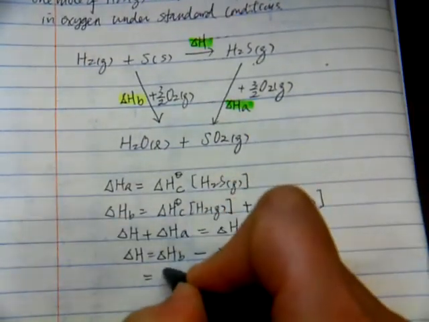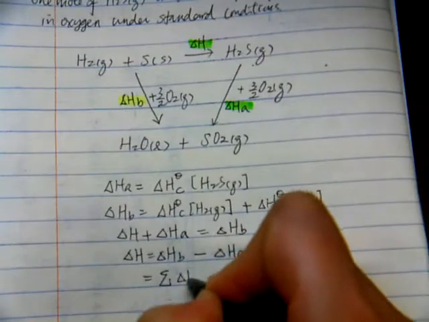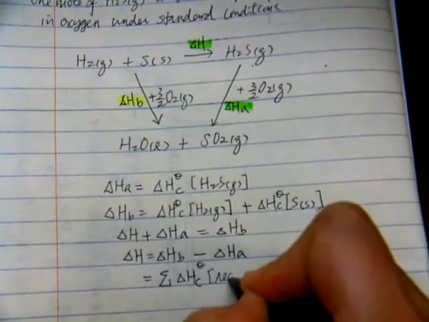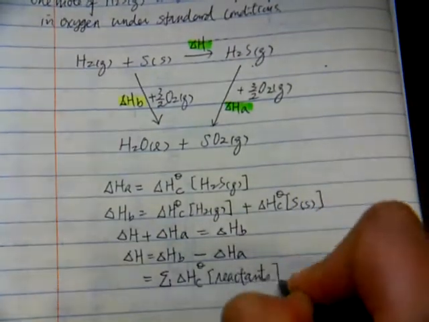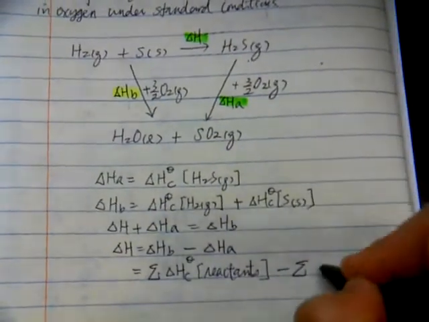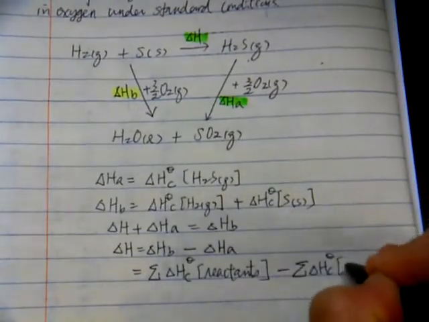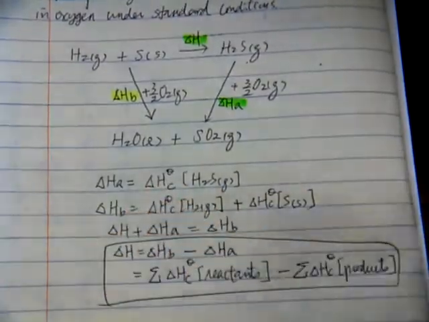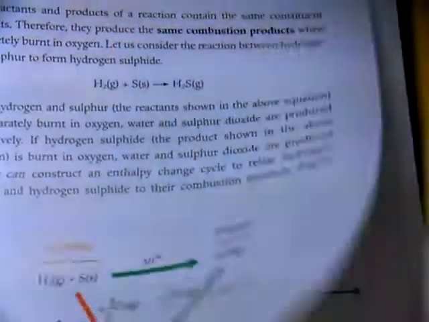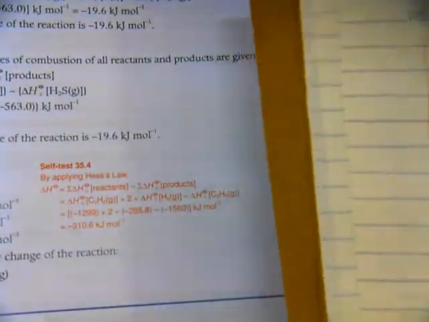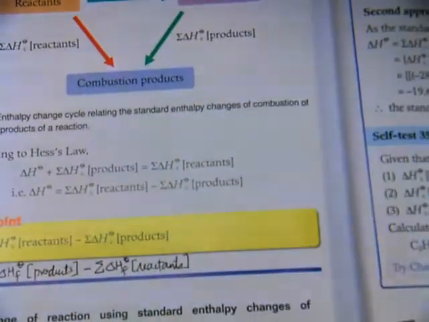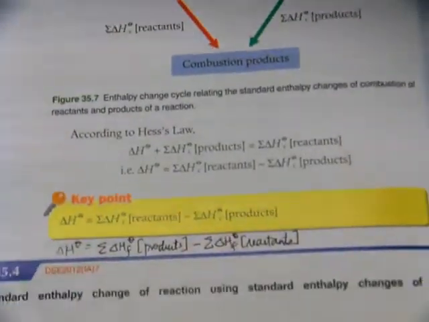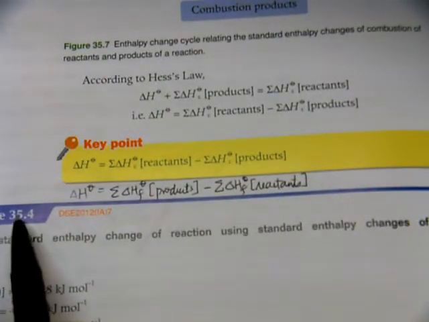What is delta HB? It is the summation of the heat of combustion of these reactants minus the summation of heat of combustion of products. Bear in mind this equation, okay? Now, let's try example 35.4.